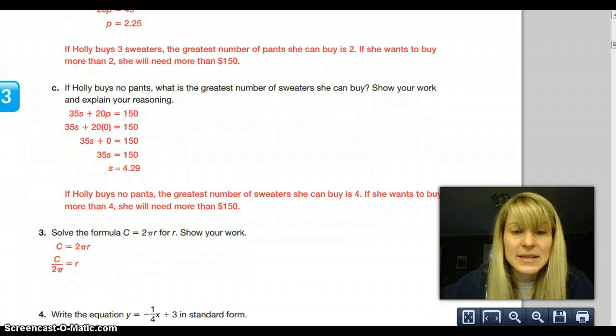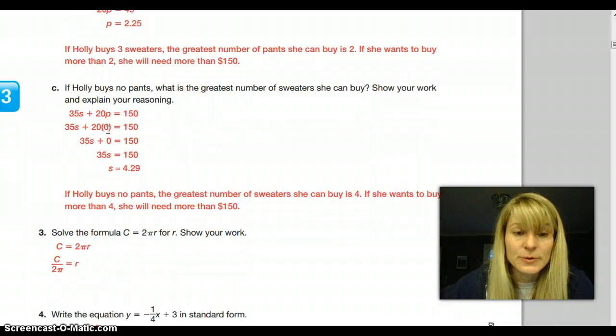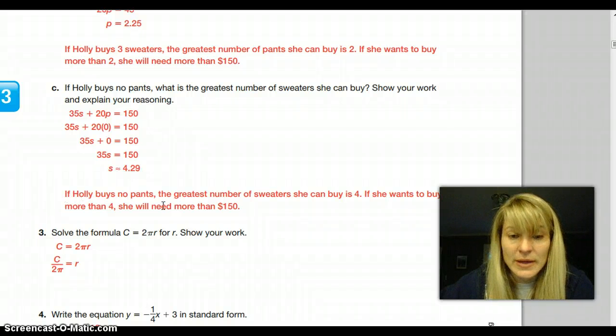All right, and then C, no pants, we put 0 in for P, so that would be approximately 4.29 sweaters. So if Holly buys no pants, the greatest number of sweaters she can buy is 4.